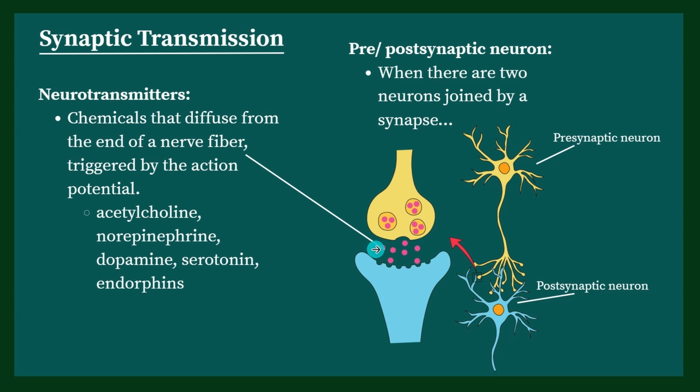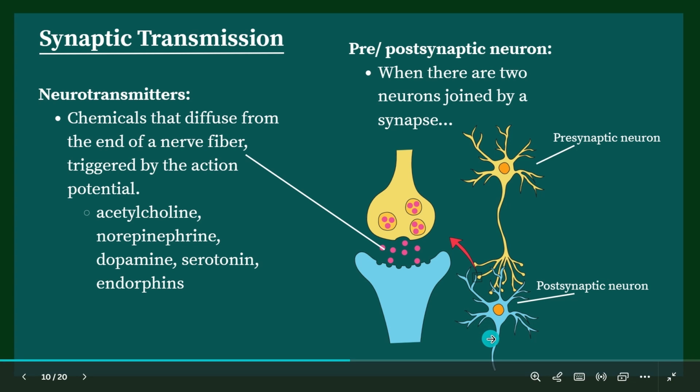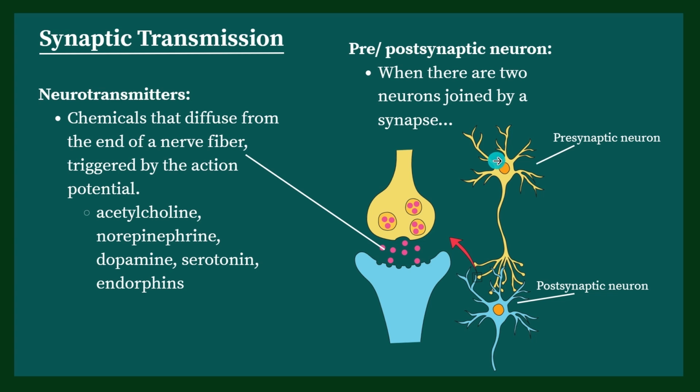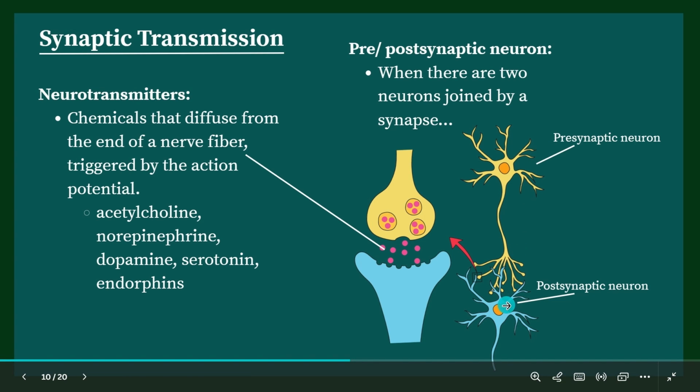Some neurotransmitters that you might know about are acetylcholine, which triggers a muscle contraction. Norepinephrine, dopamine, serotonin, and endorphins are all neurotransmitters that help give you certain sensations, right? So when there is a connection between two neurons, we have a presynaptic neuron and we have a postsynaptic neuron. The information comes down and the action potential synapse is triggered in the presynaptic neuron, and then the postsynaptic neuron gets the information and does something else.